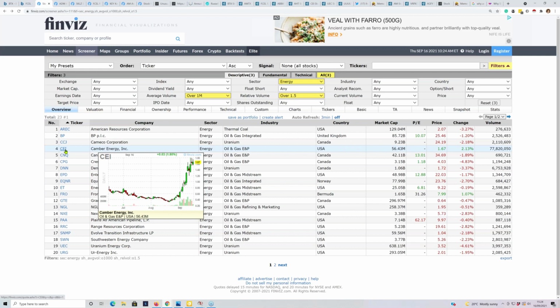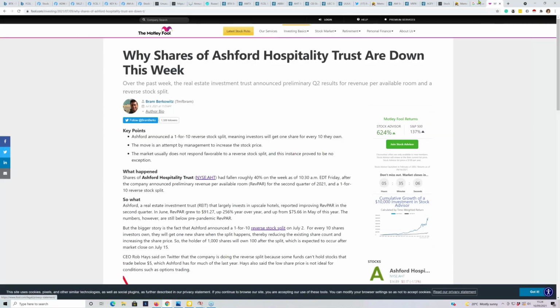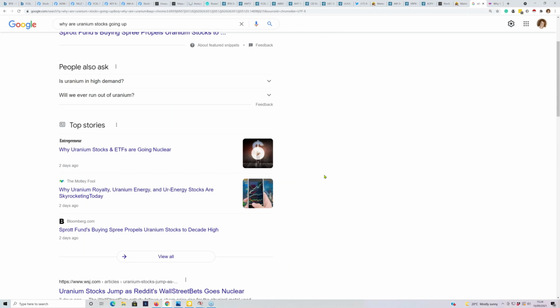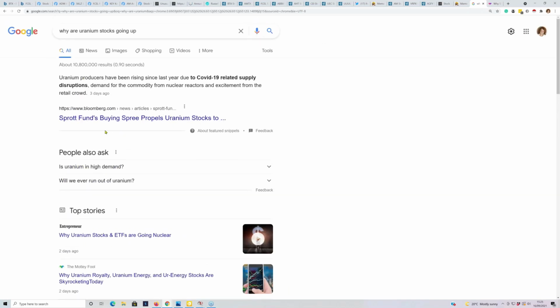Now, to get back to uranium, it was a bit of a puzzle, and I thought, what's happening? So I did the usual Google: why are uranium stocks suddenly in high demand? And according to Bloomberg, they've been rising since last year. Well, clearly they haven't, because what chart is Bloomberg looking at? They've been in a long consolidation, and now they're going up.